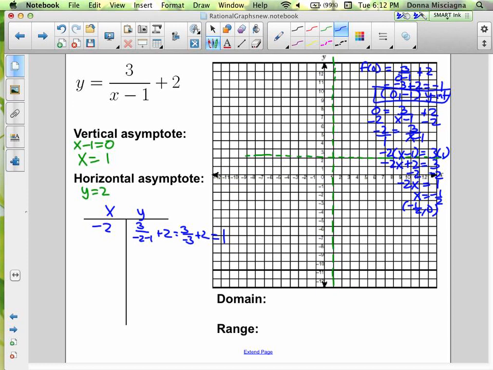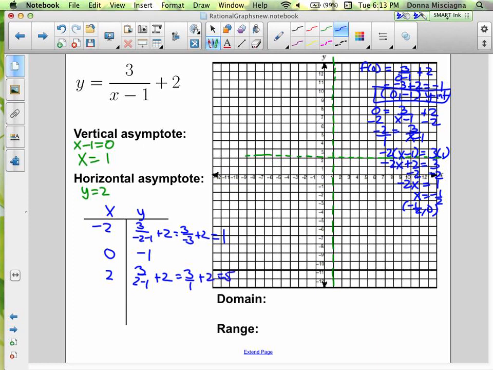All right, so now let's plug in a next number. We'll plug in negative 1. No, I'll plug in 0, and we know what 0 is. Right? When we plugged in 0, we got negative 1. That was the y-intercept. All right, and then let's plug in 2. So that would be 3 divided by 2 minus 1, plus 2. So that's 3 divided by 1, which is just 3, plus 2 is 5.